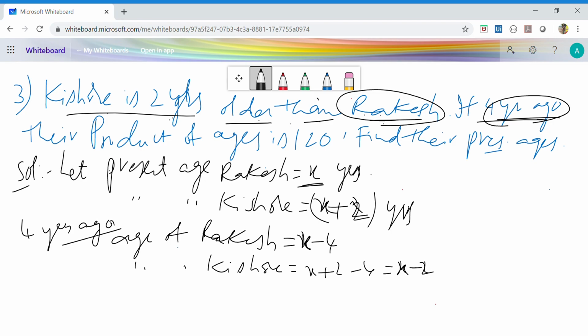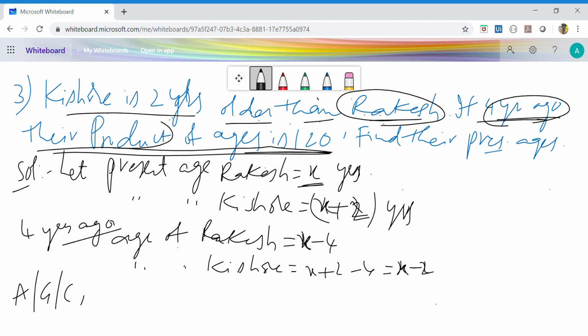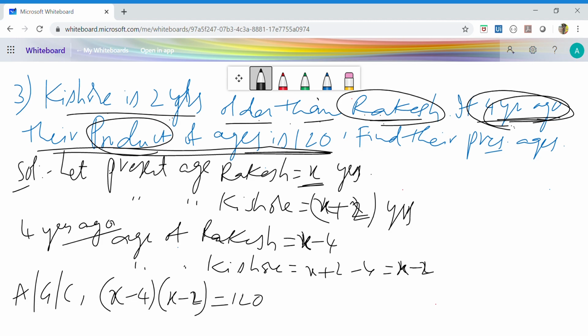And next, what is the given condition? The product of their ages is 120. You have to take the product of the ages from 4 years ago, because they have given that 4 years ago their product of ages is 120. So 4 years ago their ages are x minus 4 and x minus 2. Product means multiplication, equal to 120. So if you multiply this, you will get a quadratic equation: x square minus 6x plus 8 is equal to 120.